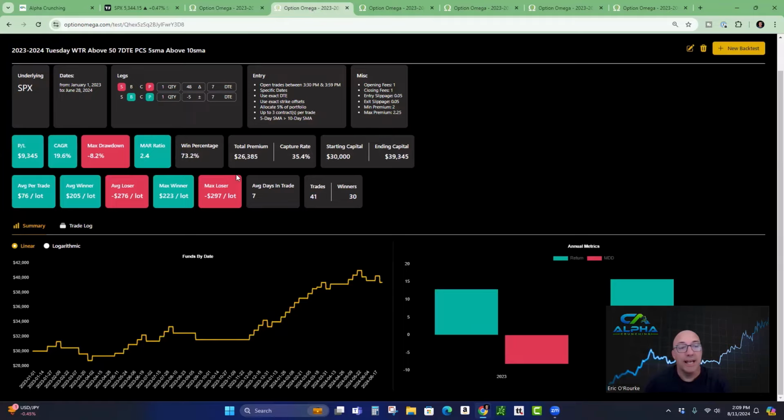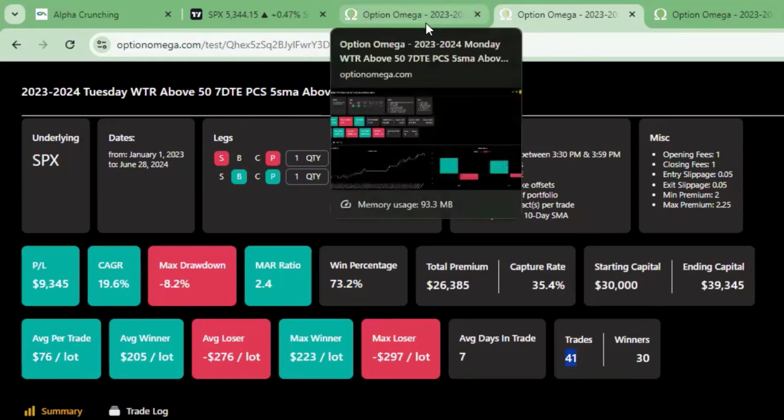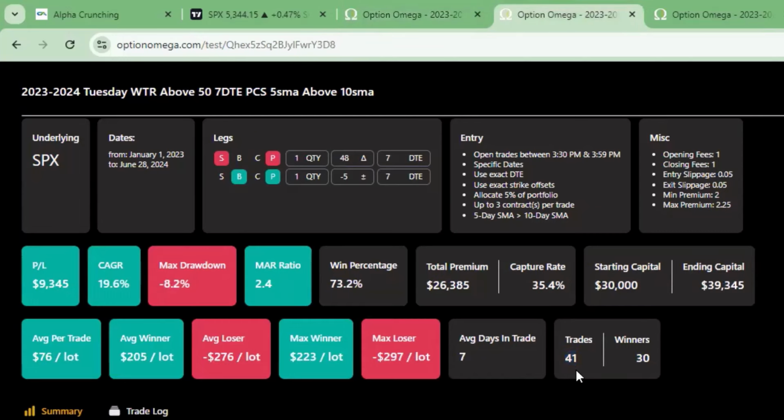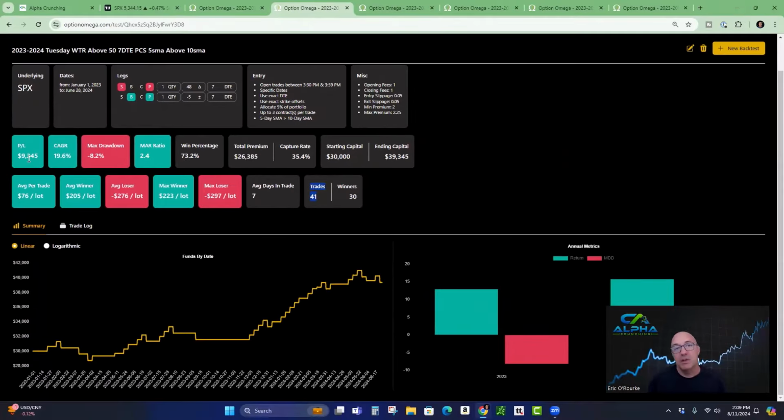If we go to Tuesday, a little bit less, but it's still pretty good: 73% with a $76 expectancy, but we had 41 trades. So this is a higher frequency than Monday. These results were trading three contracts per trade. For the Monday trade, we only had 31 trades and made just over $9,000. And for the Tuesday trade, there were 41 trades and we made just over $9,000. So the frequency of trades is something we want to consider.